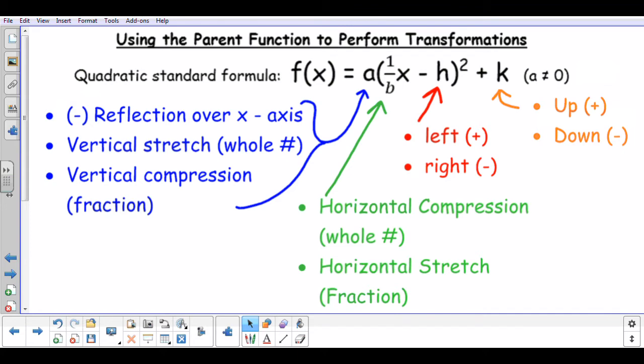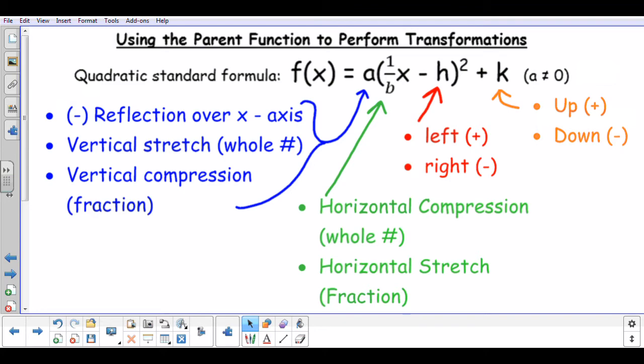We also have a minus h, so that's going to be our left and right. Remember, we add to go left and we subtract to go right. And then on the outside we have the k, which is up for positive and down for negatives. So add for up, subtract for down.